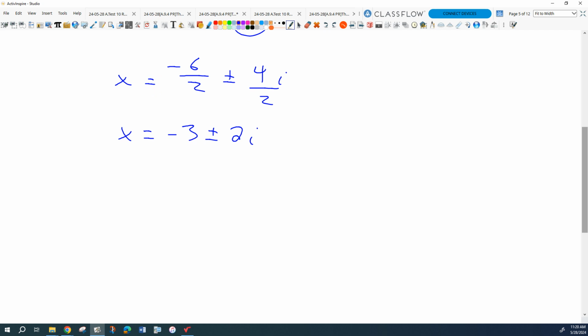So those are my 2 solutions: negative 3 plus 2i or negative 3 minus 2i. Okay, give me thumbs. How are we doing? All right. So far, so good.